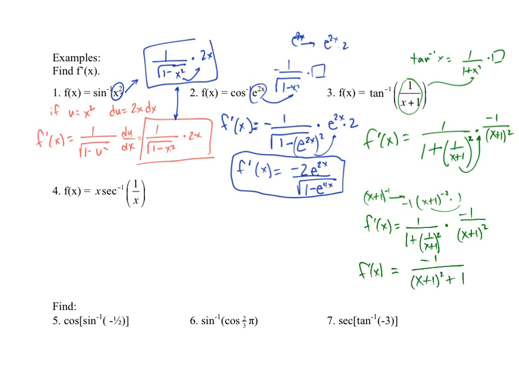plus 1. My wife just sneezed. And then if you even take it a step further, you'll get negative 1 over x squared plus 2x plus 2. Yes, we're both working from home today.